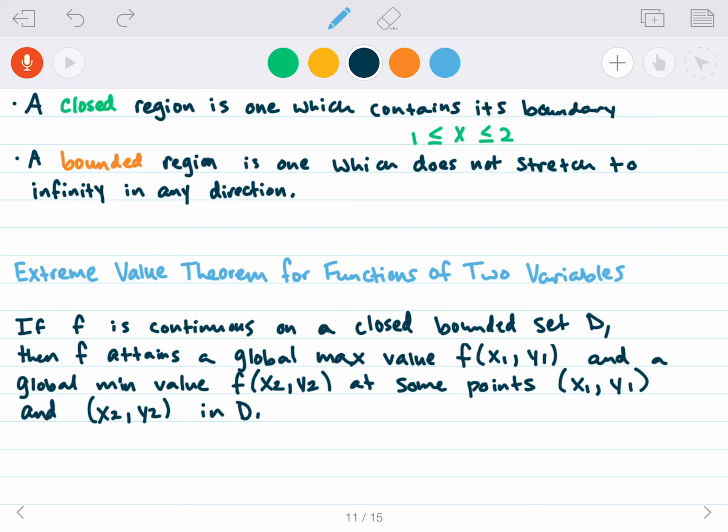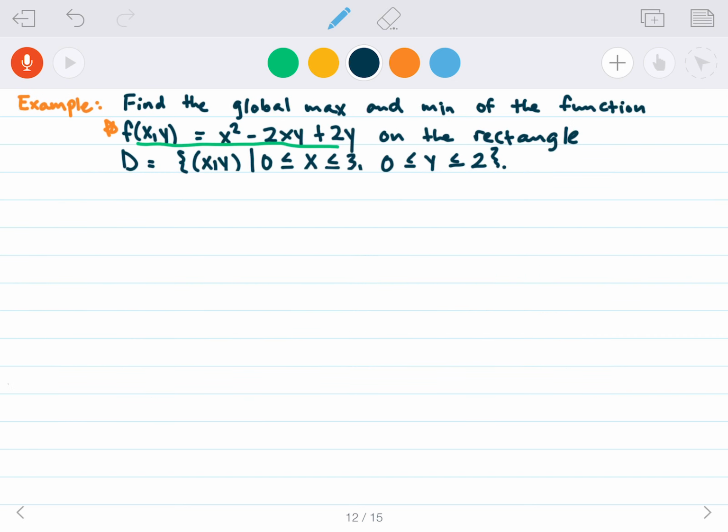Now here comes our useful theorem, the extreme value theorem for functions of two variables. If we have a continuous function on a closed bounded set, then that function attains a global max and a global min on the set. So that's the idea here. If we restrict the domain to a closed and bounded set, instead of just the entire xy plane like we've been doing, then we're guaranteed to have a global max and a global min. So let's take a look at this example.